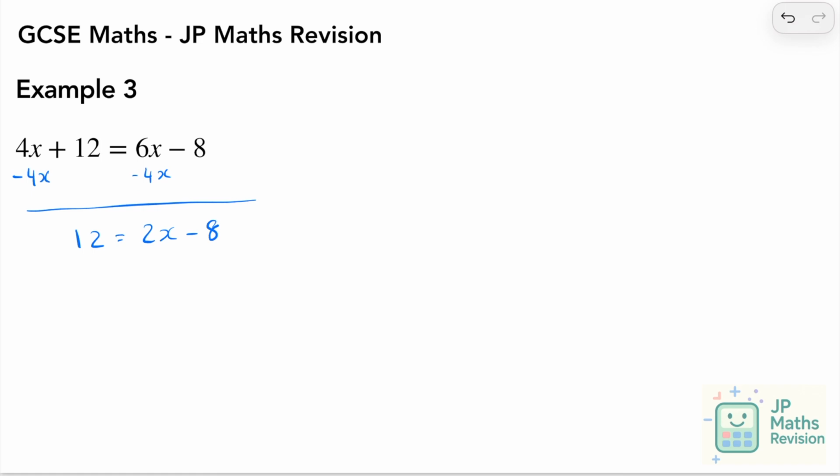So now we still need to try and get that x by itself. The problem with this one is we have a minus 8 and a 2 in the way. So to get rid of the minus 8, we're going to add 8 to both sides. So we end up with 20 equals 2x. And now to get x by itself, the opposite of multiplying by 2 is dividing by 2. So we end up with x equals 10. And that is the answer to this question.